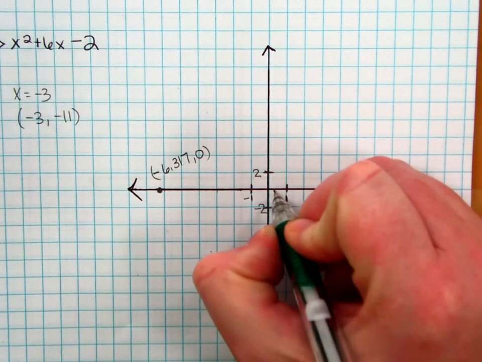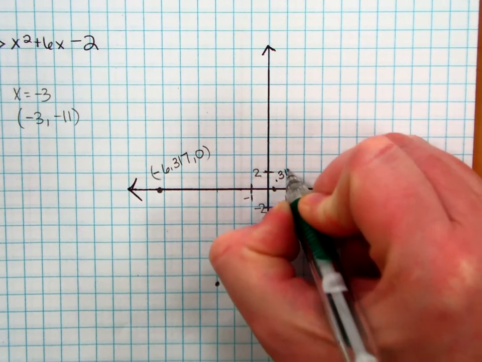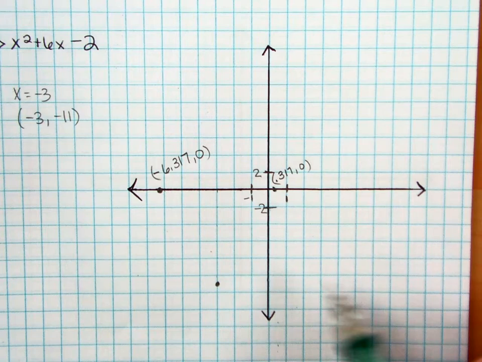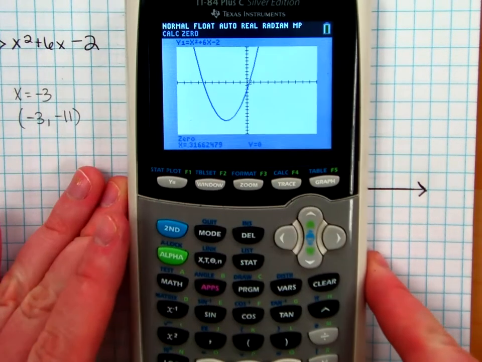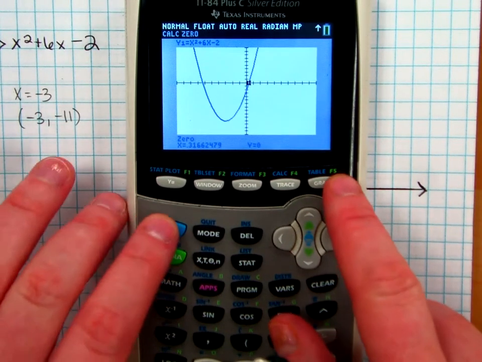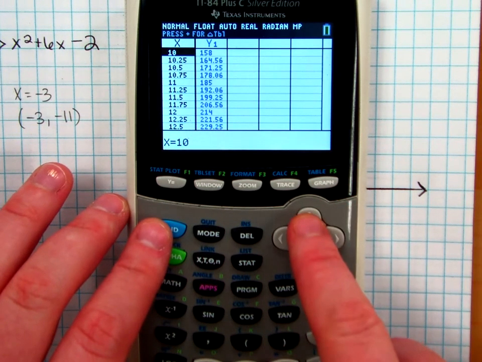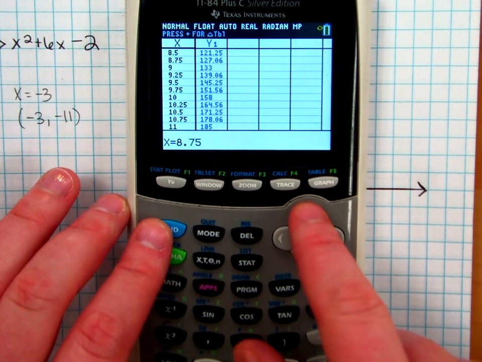0.317, comma 0. Okay, and then I'm going to get another set of points here, and I'm going to go to my table just to show you another way of getting there. I go second graph, then I get some table here. I'm at 10, so if I get closer, arrow up, and you're going to see a lot more numbers on mine.